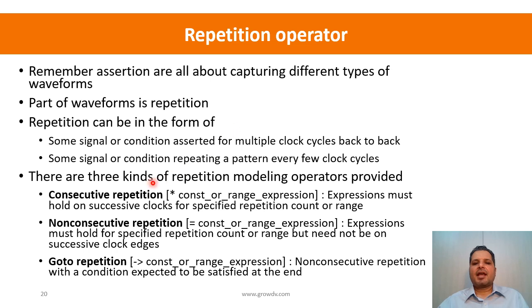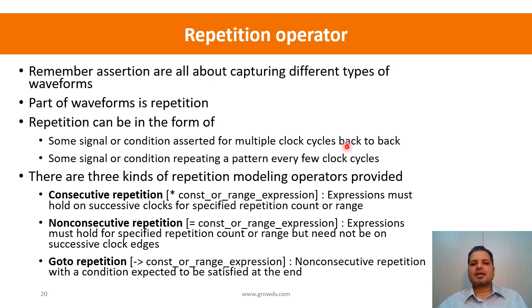The repetition can be some signal or condition that's being asserted for multiple clock cycles back to back, that is, it is staying true or valid for multiple clock cycles, or it is some signal or condition repeating in a form of pattern every few clock cycles. You can imagine that we have a circuit that generates a pulse every 10 clock cycles. That is a repeating pattern. Or I could have an enable signal which is holding true for 4 clock cycles back to back.